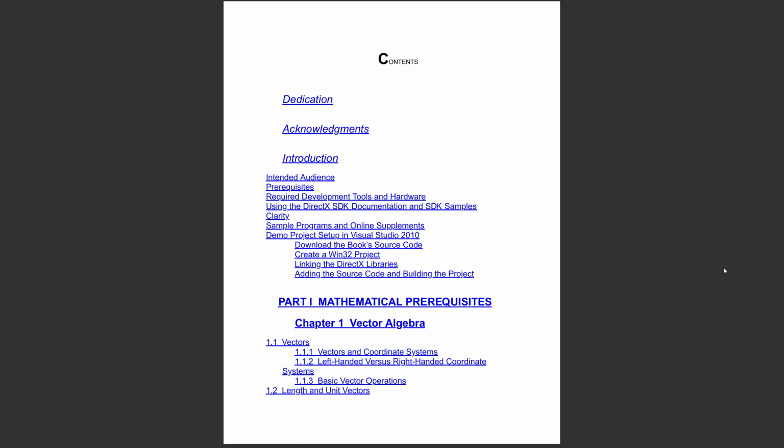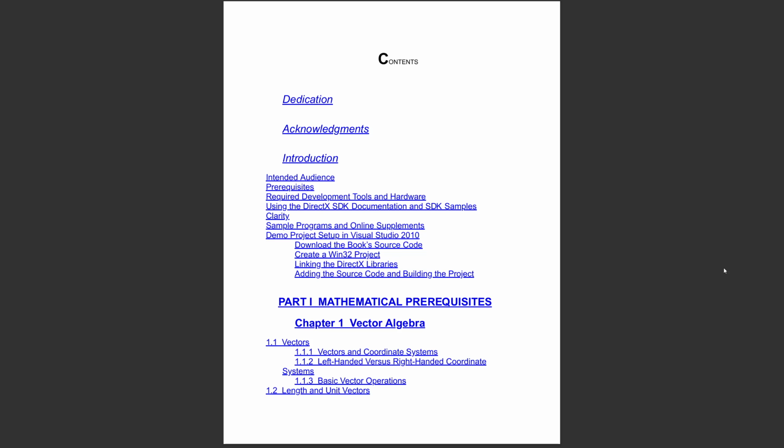And we have sample programs and online supplements, as well as a demo project set up in Visual Studio 2010. We'll be using Visual Studio Community Edition 2022 simply because that's the one I have installed on my computer at this moment, and it'll be very easy to work with, I believe. I've set up so many projects I can't even recall. I'll give myself like an 80% chance that I'll be able to set up the project without looking up absolutely anything.